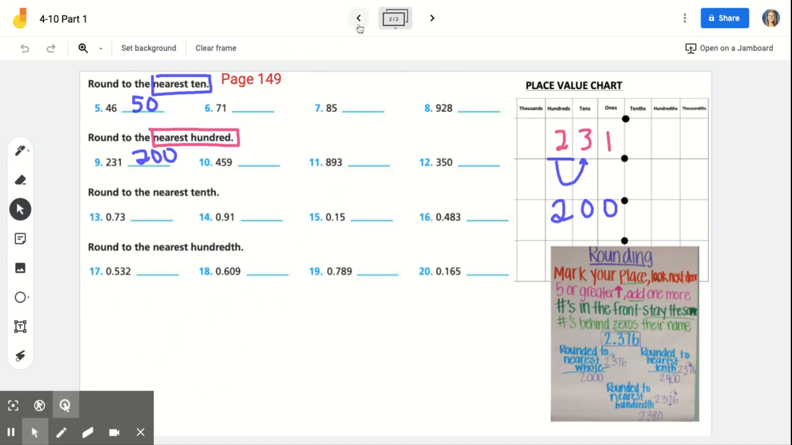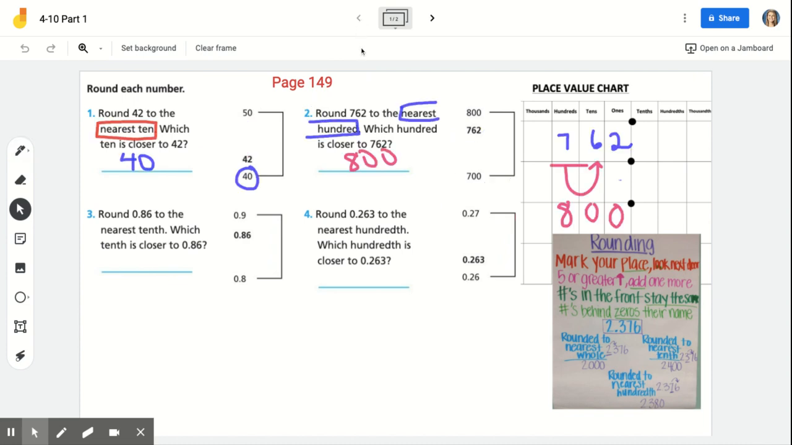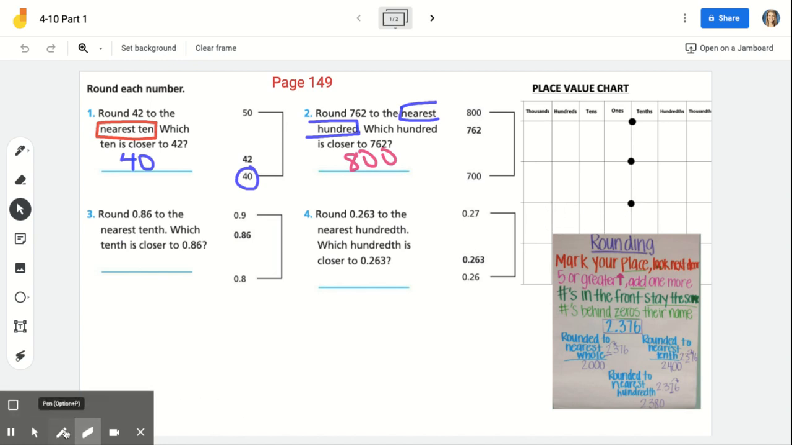Back up to the page. I know we're skipping around a lot, but I'm trying to do a few examples from each kind of section. Erase your place value chart. Number 3, round 86 hundredths to the nearest tenth.